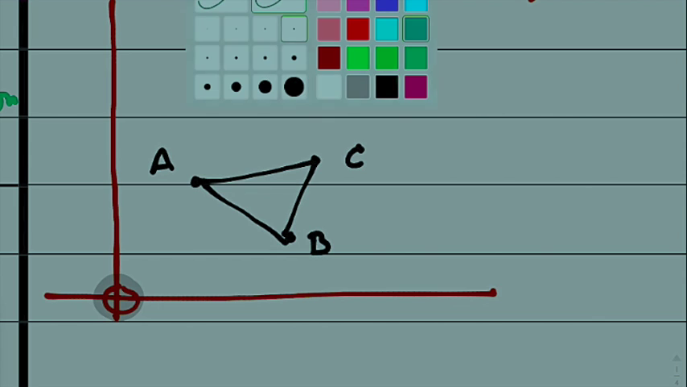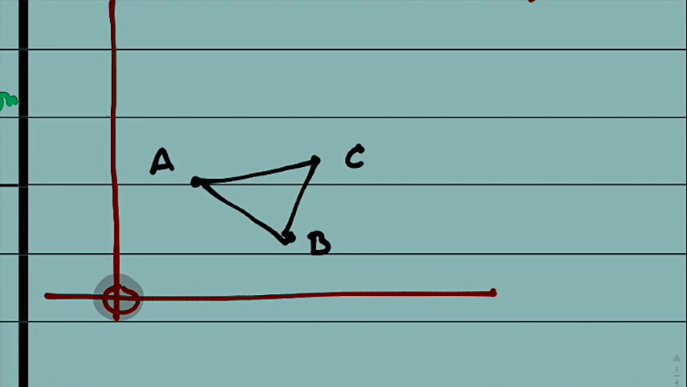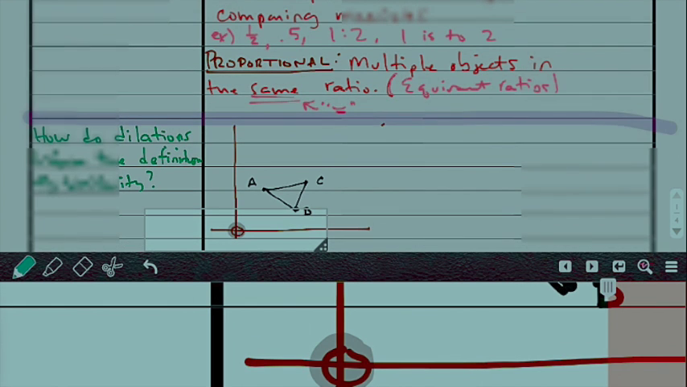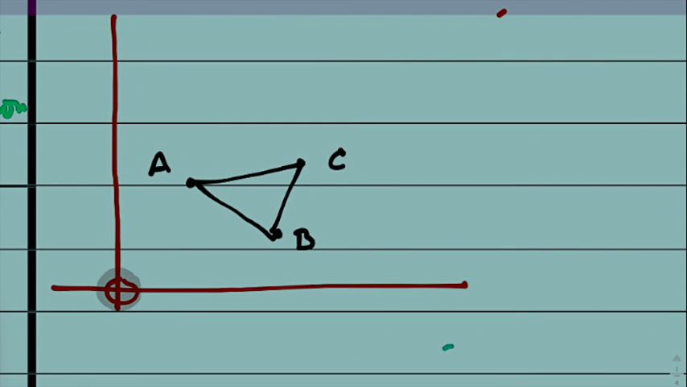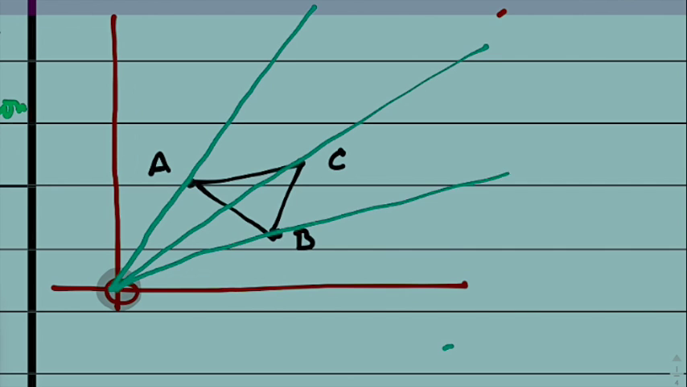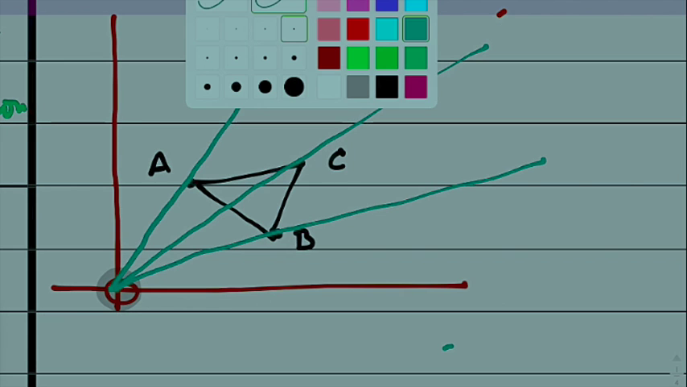Now, in terms of actually performing dilation, if I take this center and extend the line through A, and extend the line through C, and extend the line through B, that will tell us precisely where our image is.